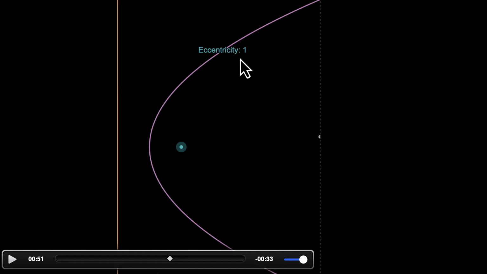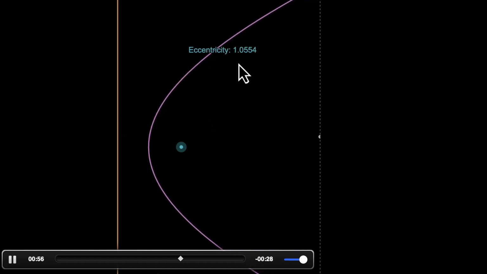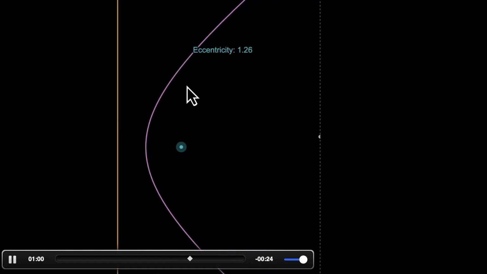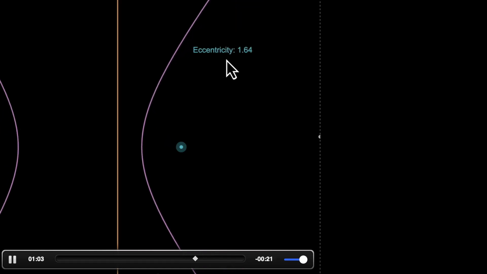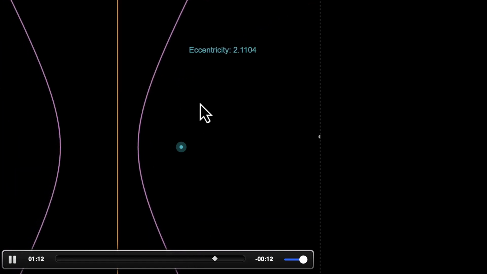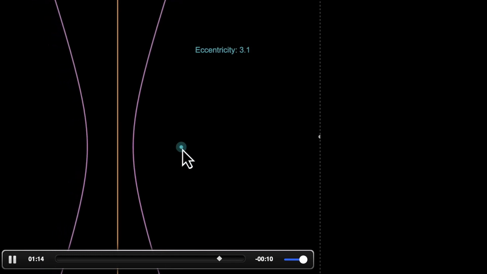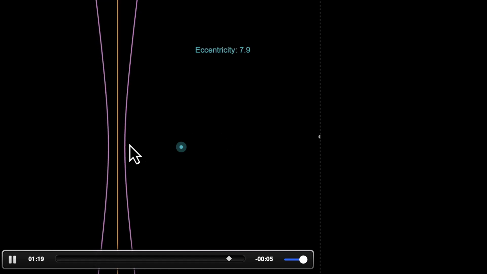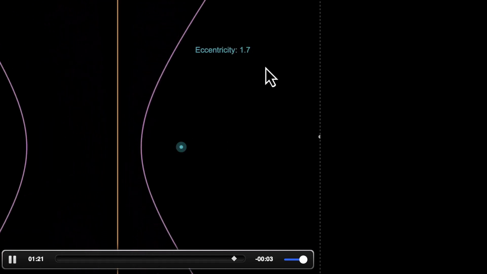But what happens when the eccentricity increases from 1? Let's play this. Okay, let's increase the eccentricity. So now this is opening up. It still looks like a parabola, but it's not a parabola. When eccentricity is more than 1, what we actually have is the hyperbola. So for the hyperbola, the eccentricity is always greater than 1. For a parabola, it is exactly equal to 1. For an ellipse, it's between 0 and 1. So again, this is another way to define conic sections using the concept of eccentricity.